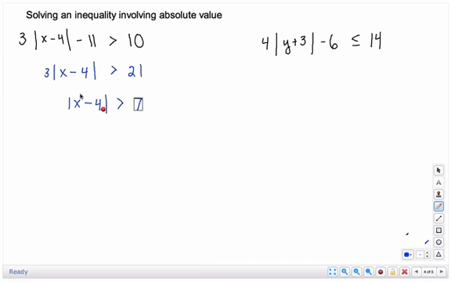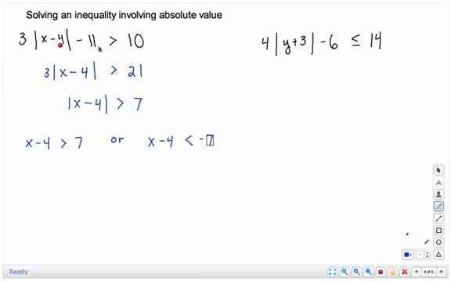Now this is the absolute value is greater than, and so this tells me that I'm going to break this up into 2 problems with an OR. So I'm going to say x minus 4, just drop the absolute value, is greater than 7. We write it just like this looks, but without the absolute value. And then I'm going to drop the absolute value on the left side, but I'm going to change the direction of the inequality and change the sign of the number on the right, which is going to be negative 7.